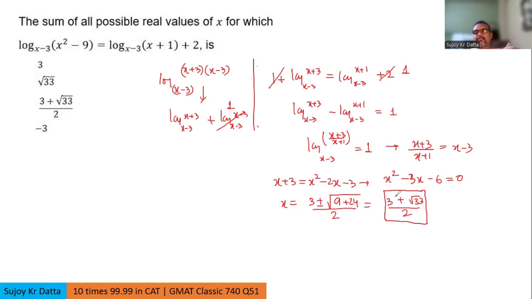Okay. 5 plus 3 is 8. 8 by 2 is 4. So x is more than 4. So x is more than 4 means x minus 3 is not going to be 1 either. Okay. So that's the answer, option C. Right. That was the fourth question. Let's move on.